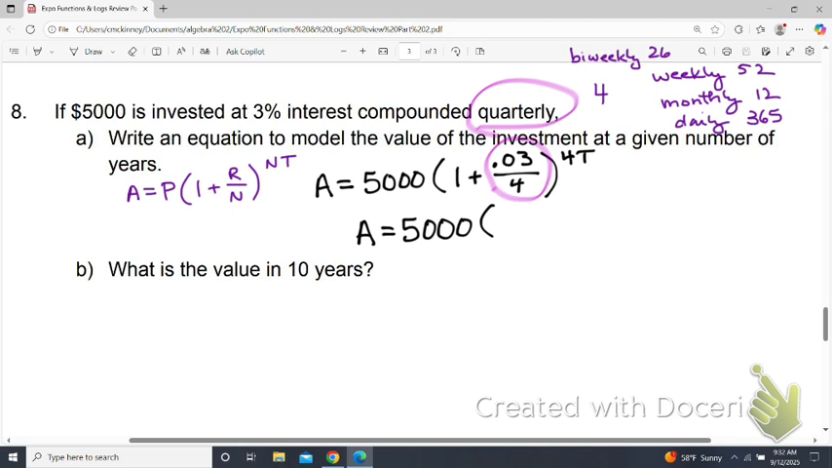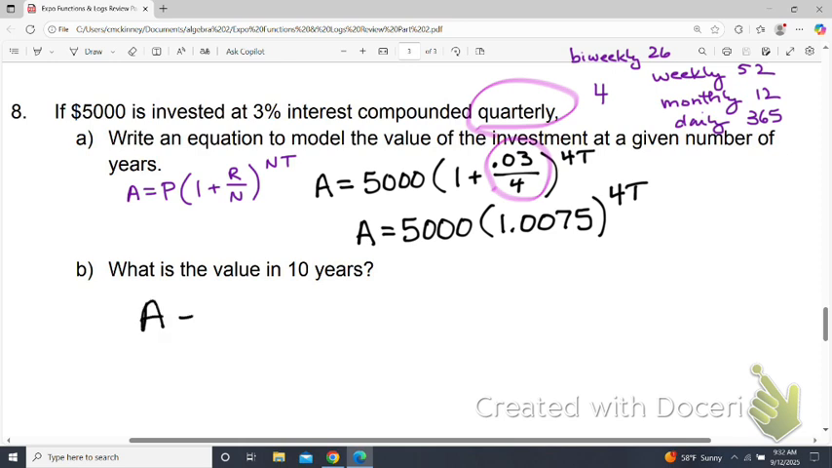And so in this case, that does become 1.0075. So the 0.03, divide it by 4. Okay, so it's not quite a whole percent each time. You might want to do that. You don't have to do that, but again.